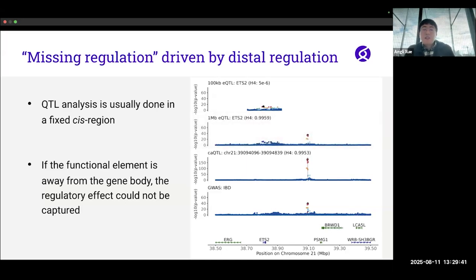But if you extend your eQTL search to 1 megabase, you will recover these signals. So this tells us that a lot of signals are actually missed by a fixed cis region. But if we use the caQTL signals, even with a very narrow window, like say 10 kb, you can still identify this colocalization pattern, and then you will find this functional region.